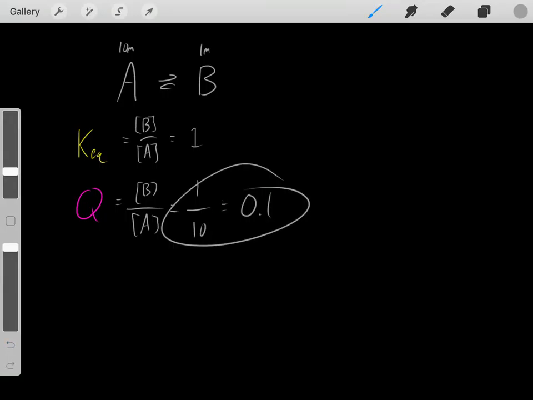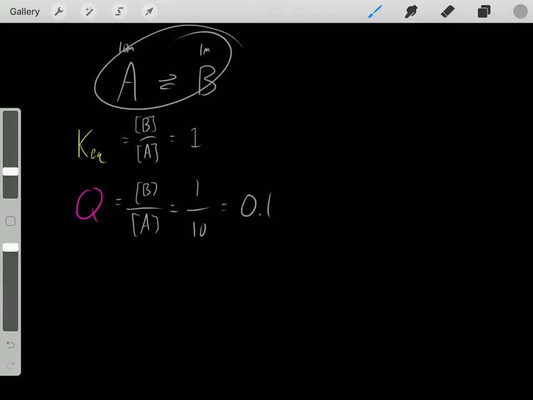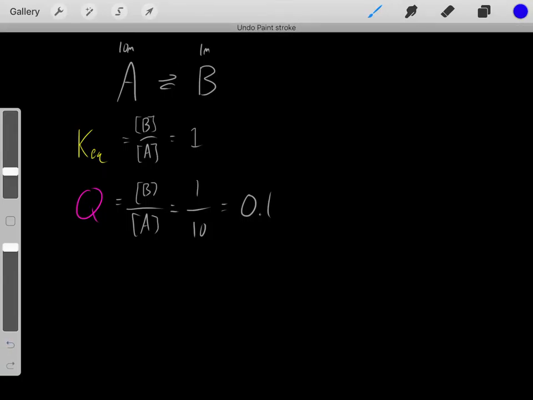In these conditions, we have a reaction quotient of 0.1. We know we're not at equilibrium, because only when the reaction quotient equals the equilibrium constant are we at equilibrium. So we know this reaction will change. Now we might ask, which direction is this reaction going to go? Is it going to go forward or is it going to go backwards?